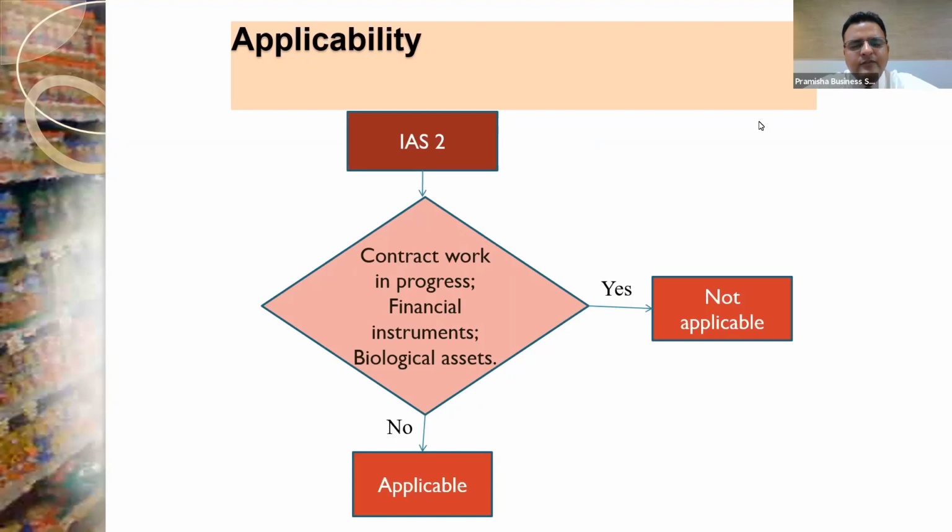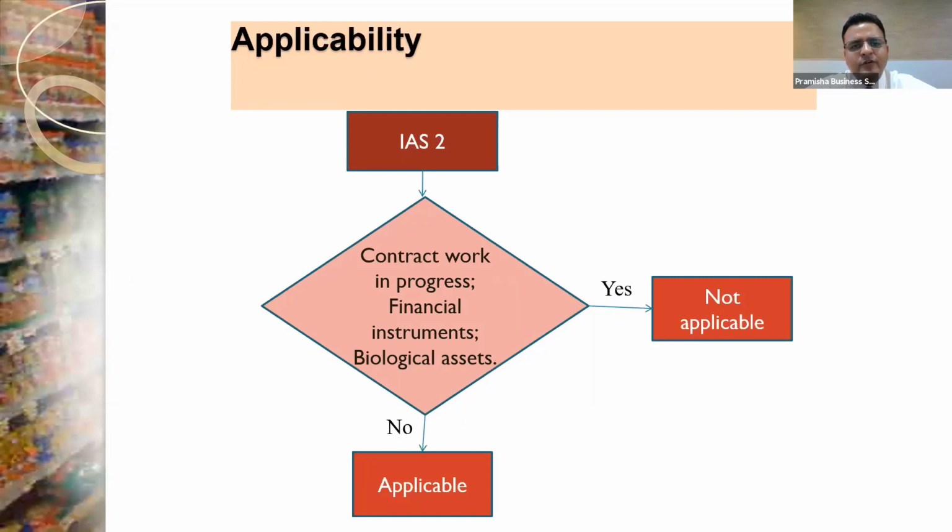So IS2 says that if there is any contract work or any financial instrument, a financial instrument again being a contract where one party is willing to receive and one party is paying, there's an asset on one side and a liability on the other side. Contract work is being taken care of by IFRS 15, revenue from contracts with customers. Earlier there used to be a standard, IS 11 construction contracts, which dealt with any such contract work. So contract work is outside the purview of it.